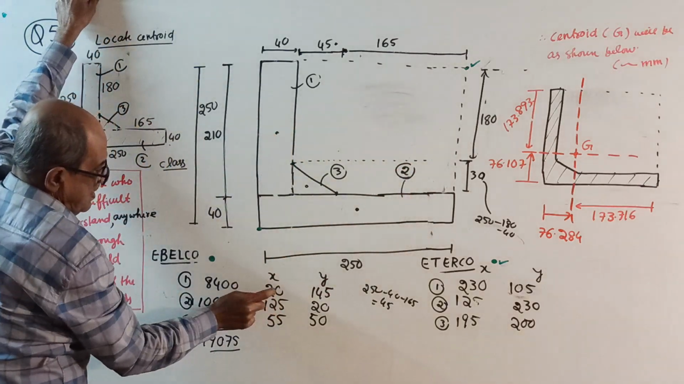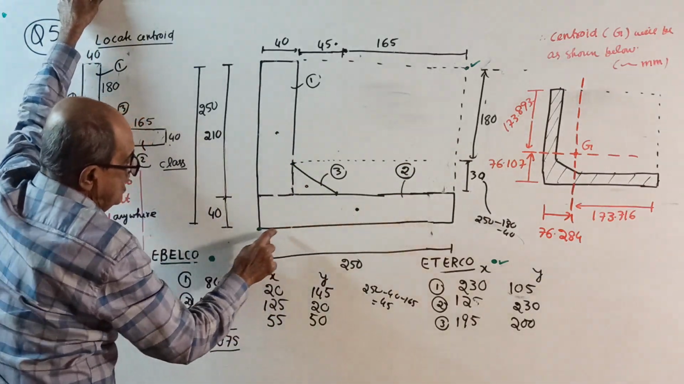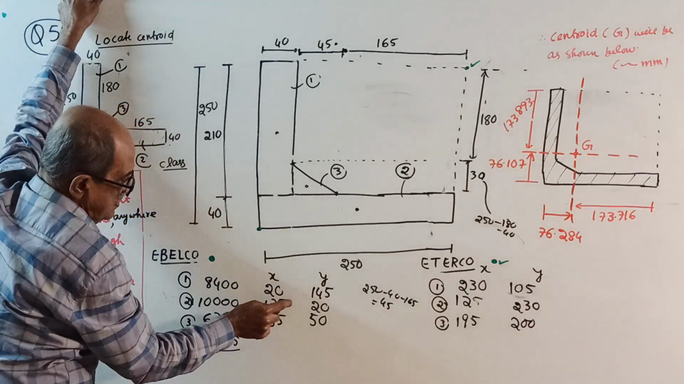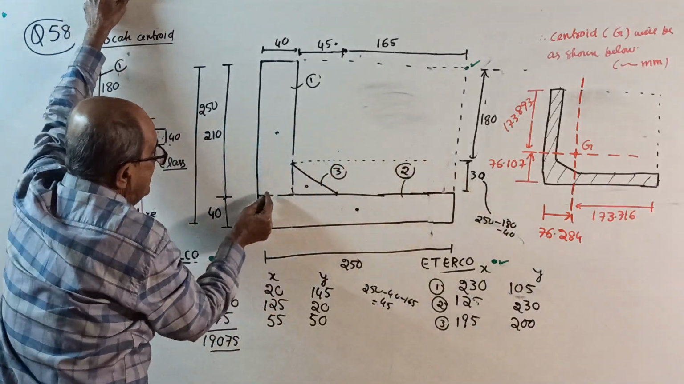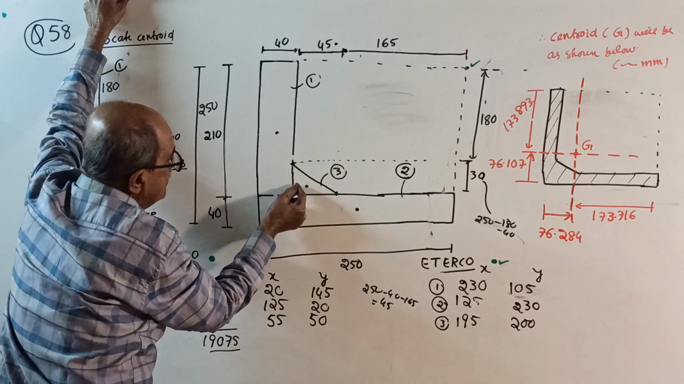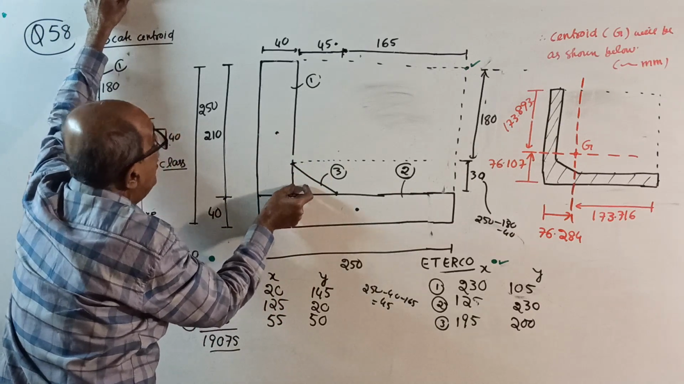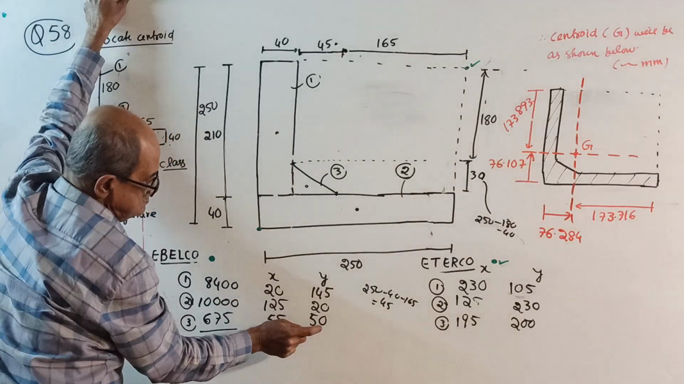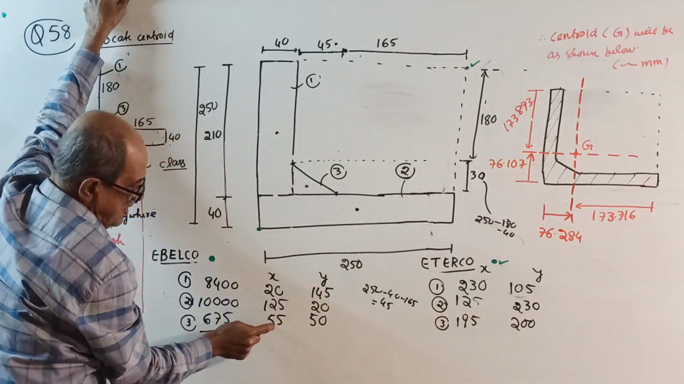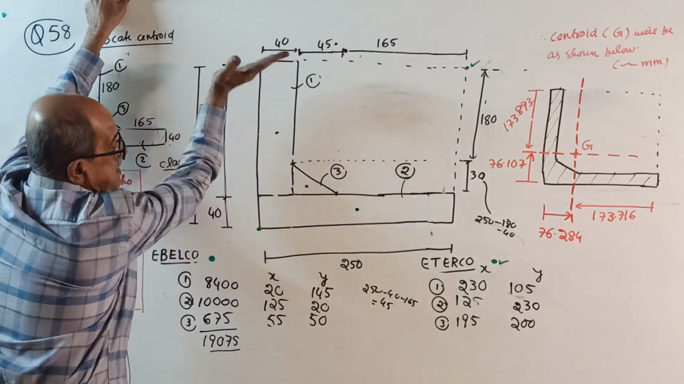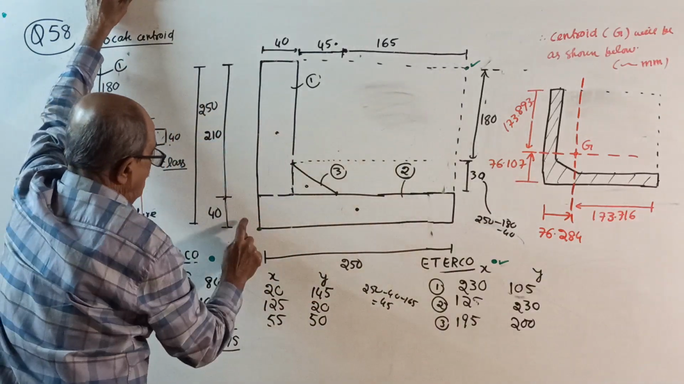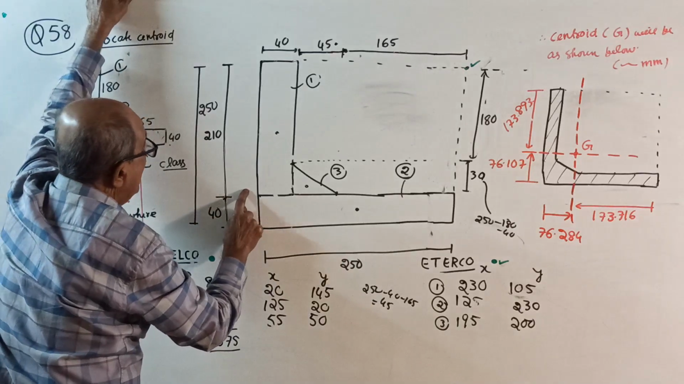Half of 40. X2: half of 250. X3: 40 plus 1 by 3 of 45. Here, 55. Y: 40 plus half of 210.